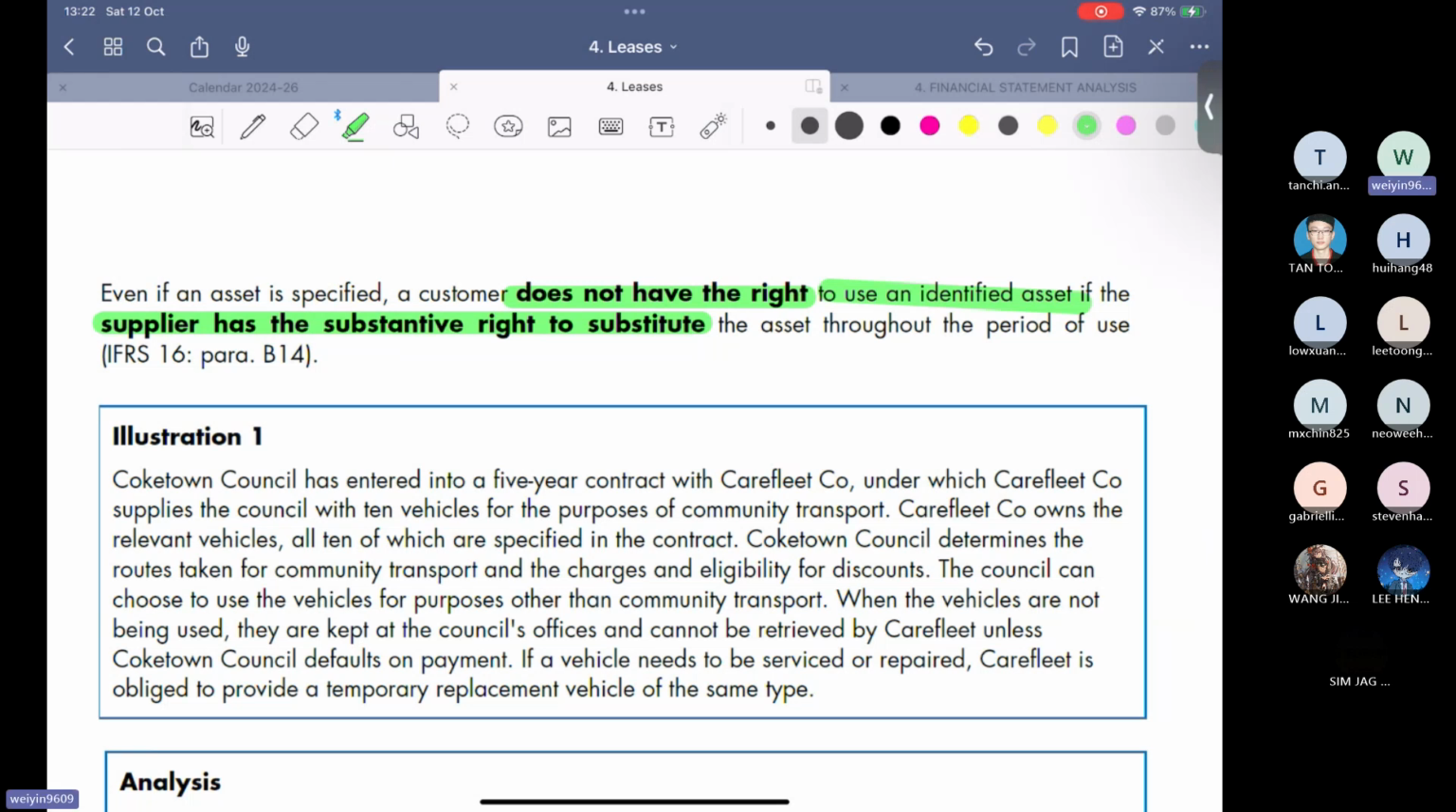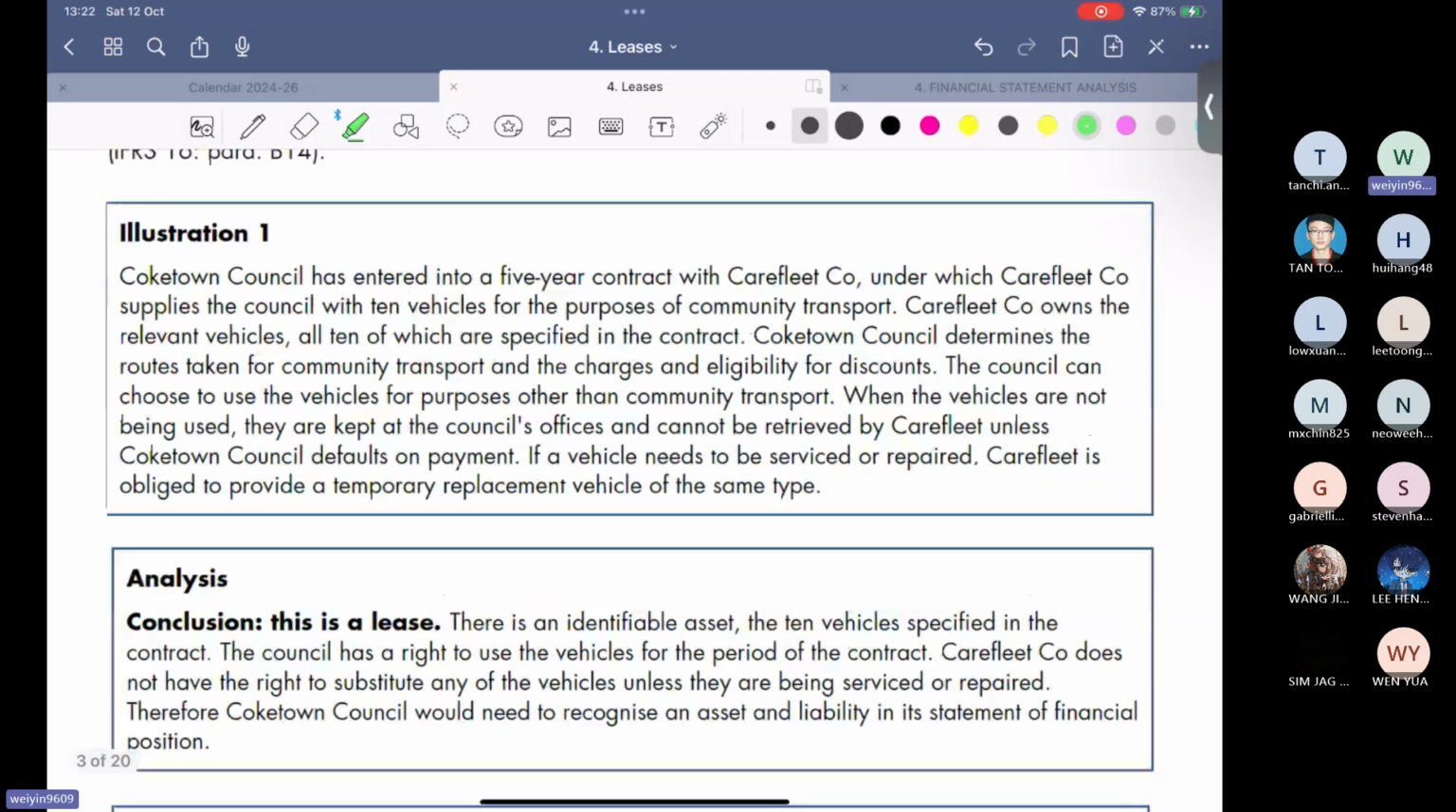So meaning that when you read the question, you must read carefully whether it's a service contract or whether it's a lease contract. So I give you the illustrations. You read, 5 minutes, 2 minutes will do. Then you see why it is a lease.